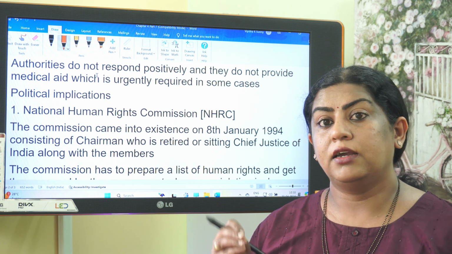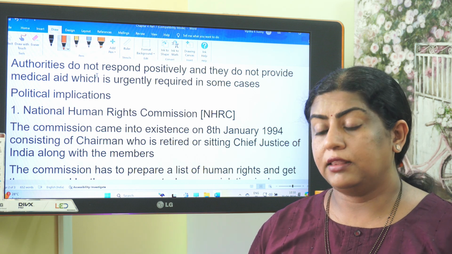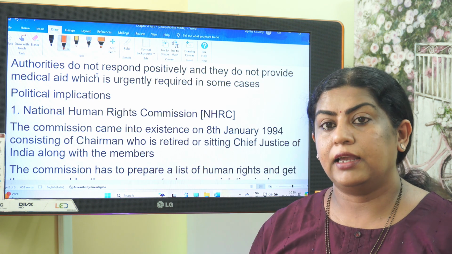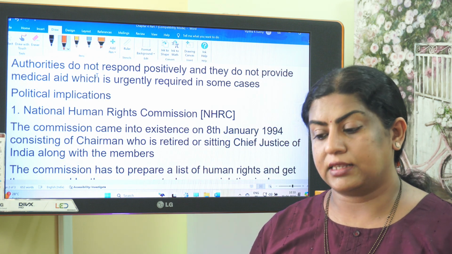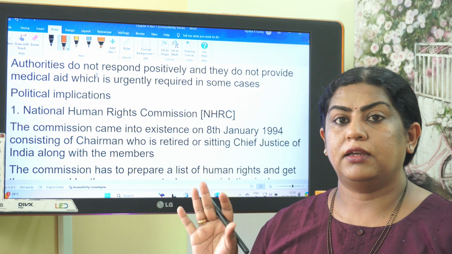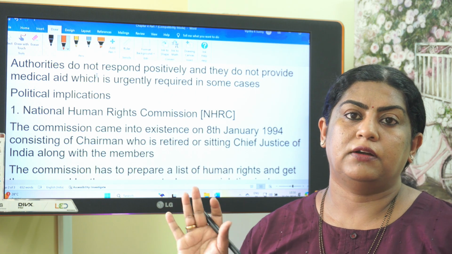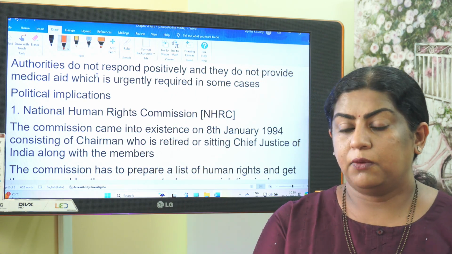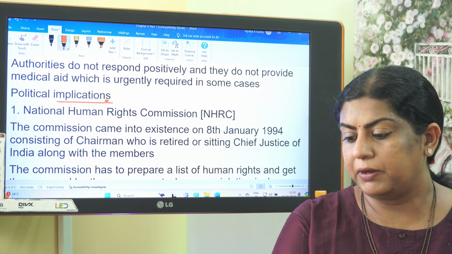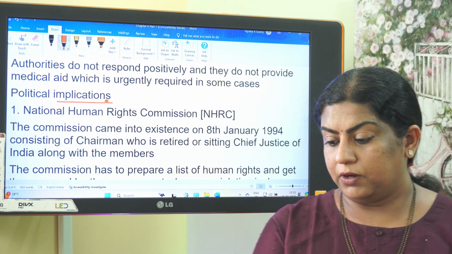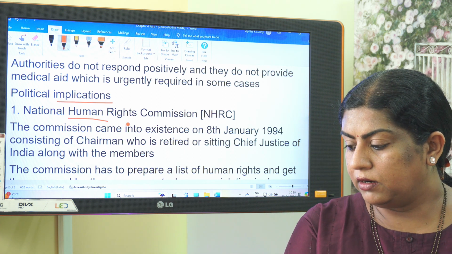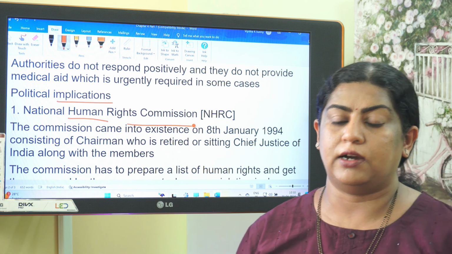So authorities do not respond properly and they do not provide medical aid which is urgently required in some cases. So these are the main causes of the human rights movements. Now let us see the political implications. So first one here, National Human Rights Commission, NHRC.